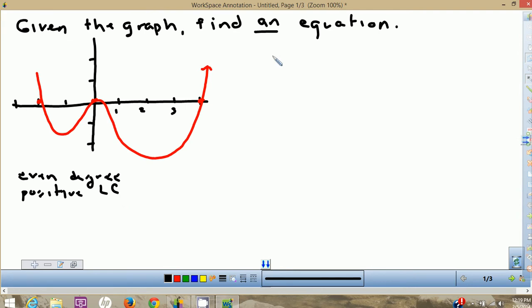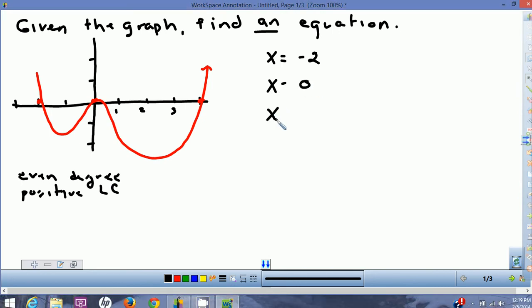Well, I know what the x-intercepts are. I know it has an x-intercept at x equals -2. I know it has an x-intercept at x equals 0. And I know it has an x-intercept at x is equal to 4. All right, so we've got 3 x-intercepts. This particular x-intercept is a bounce. Right? Not going through, just bouncing off of the x-axis.